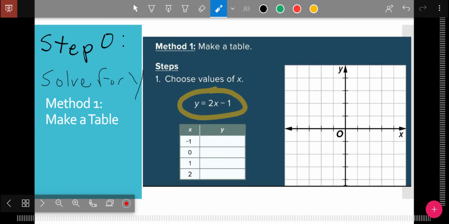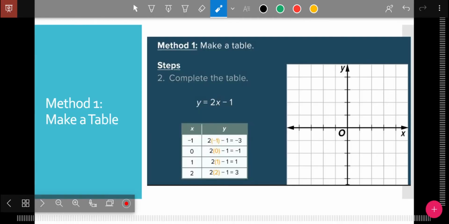Now, once you have picked those points in your table, you go ahead and complete the table, which means that you put -1 in for x. So 2x is now 2 times -1, which is -2, minus 1 is -3. 2 times 0 is 0, minus 1 is -1. 2 times 1 is 2, minus 1 is +1. 2 times 2 is 4, minus 1 is 3. And so each of those is a coordinate now: (-1, -3), (0, -1), (1, 1), and (2, 3).